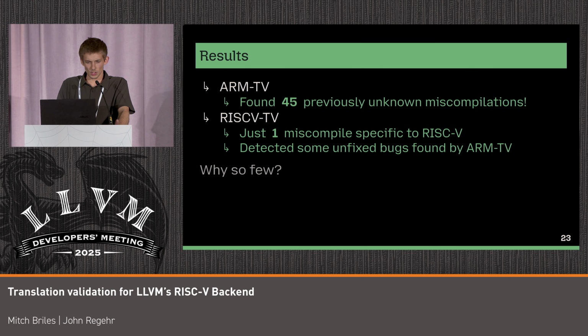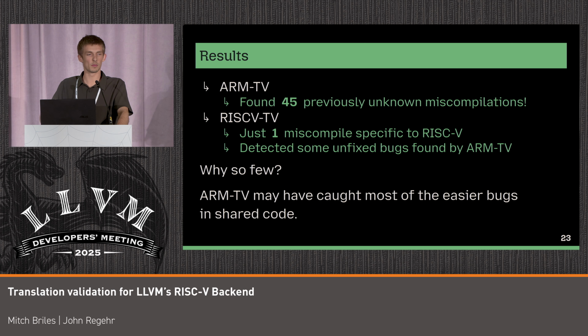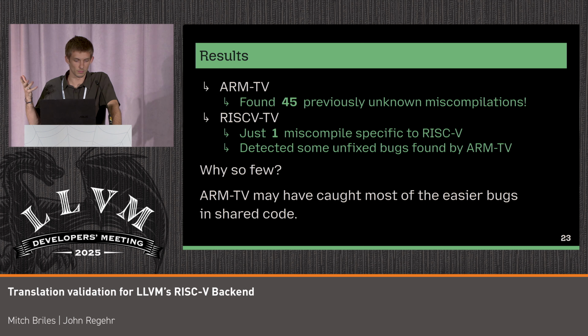So why are there so few bugs in the RISC-V backend? Well, it could be that because of the nature of backends and the amount of shared code, ARMTV may have found a lot of the low-hanging fruit and easier to find bugs. And it could also be that a lot of these bugs were fixed by folks like Craig Topper.